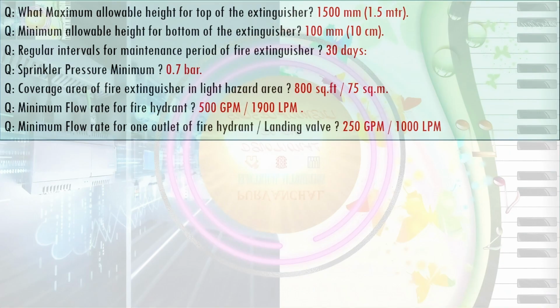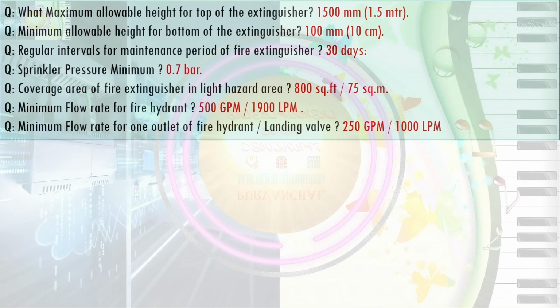Next question. What is the maximum allowable height for the top of the extinguisher? That is 1500 mm. Then, the minimum allowable height from the bottom of the extinguisher. This is asking about the extinguisher height. What is the height required for the mounting actually?